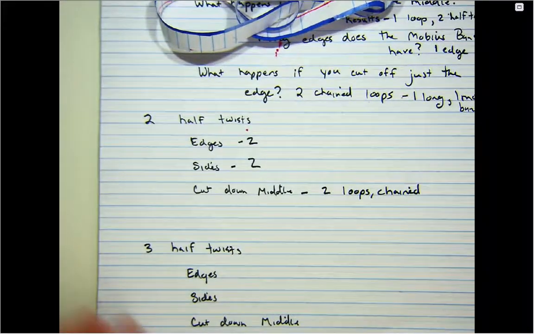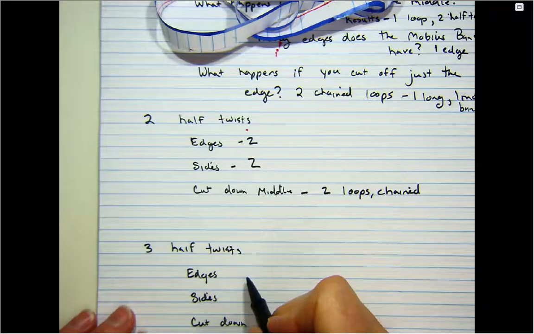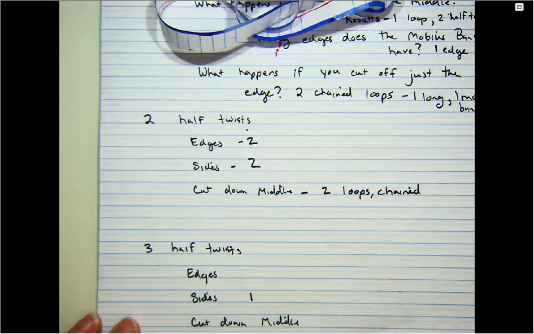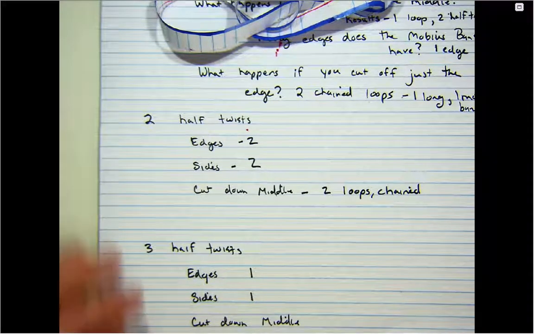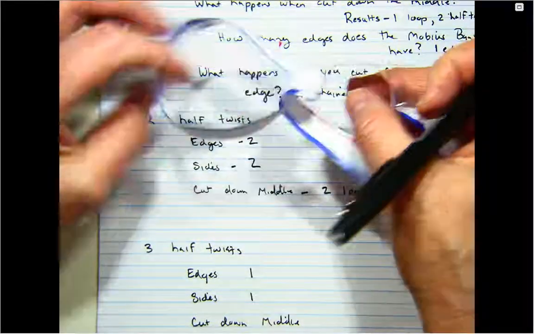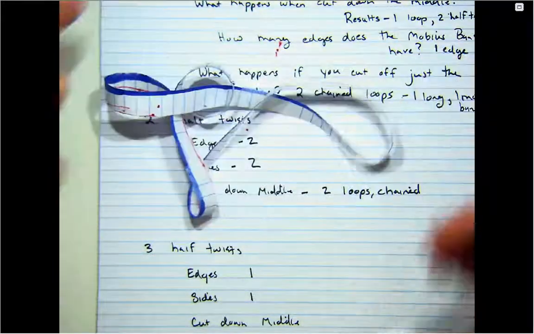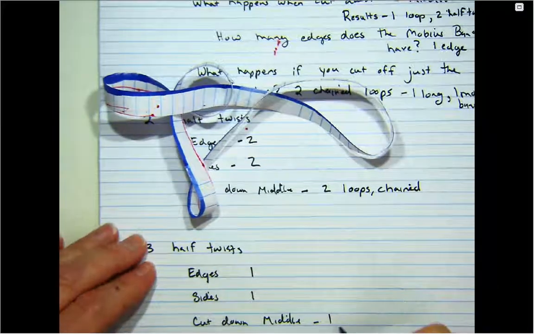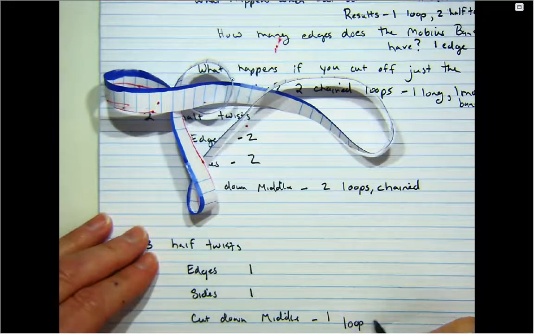What about with the three half twists? How many sides were there? Other half of the room? How many sides? Oh, you did the three? Yeah. How many did you get? One. One side? How many edges? I think I did one. One? Yep. And when you cut down the middle, what did you get? They're chained together with a twist. So it's one piece though, right? Yep, one piece. I did that one too. Connected. One piece all twisted up. Oh, that's cool.